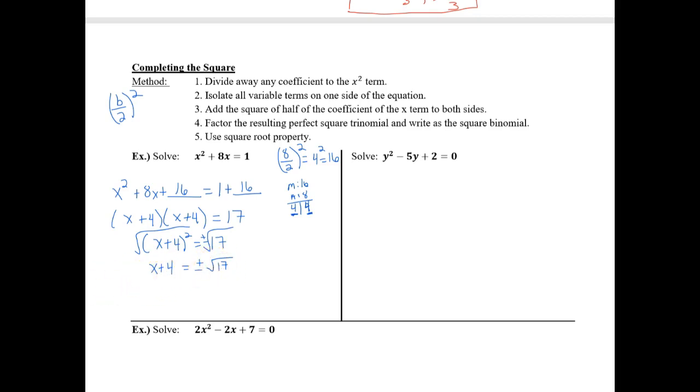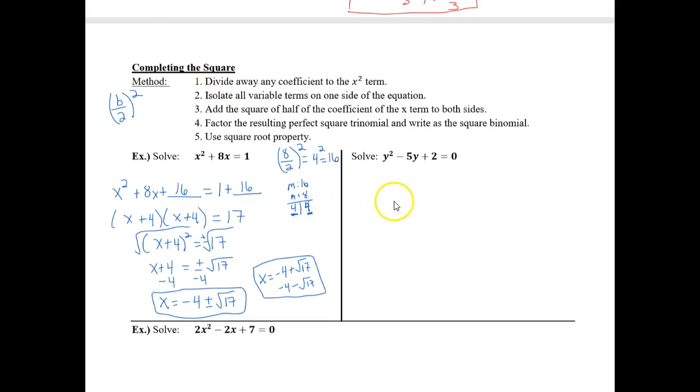We still need to get x alone, so we subtract 4 from both sides, and x equals negative 4 plus or minus the square root of 17. And that's as far as we can go. Again, your homework might make you write it as the two separate solutions of negative 4 plus the square root of 17 and negative 4 minus the square root of 17. Okay, so make sure that you're writing out your answer however it wants you to write it.